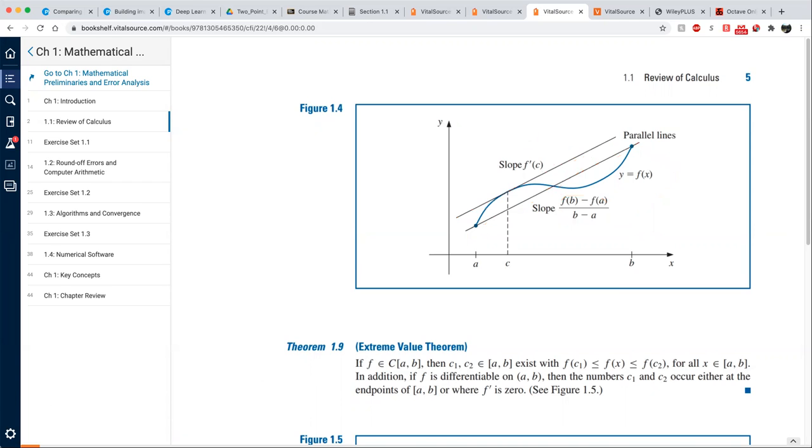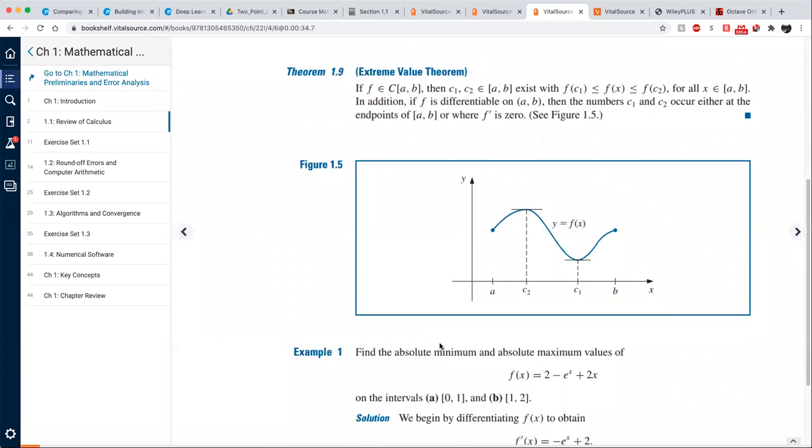Now, next one, the Extreme Value Theorem. All right, so the Extreme Value Theorem says: if the function f is continuous on the closed interval a b, then there exist c1, c2 belonging to the closed interval a b with f of x between f of c1 and f of c2. So look at this graph. Definitely the absolute maximum is f of c2, and the absolute minimum is f of c1, right?